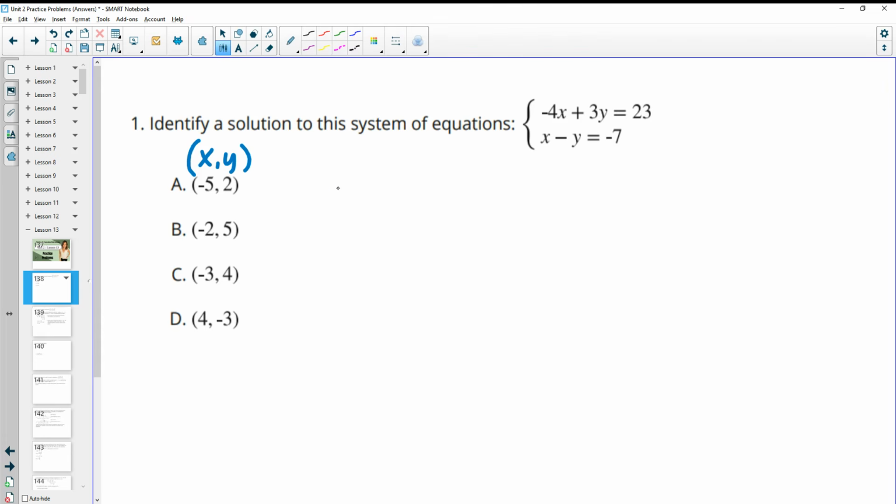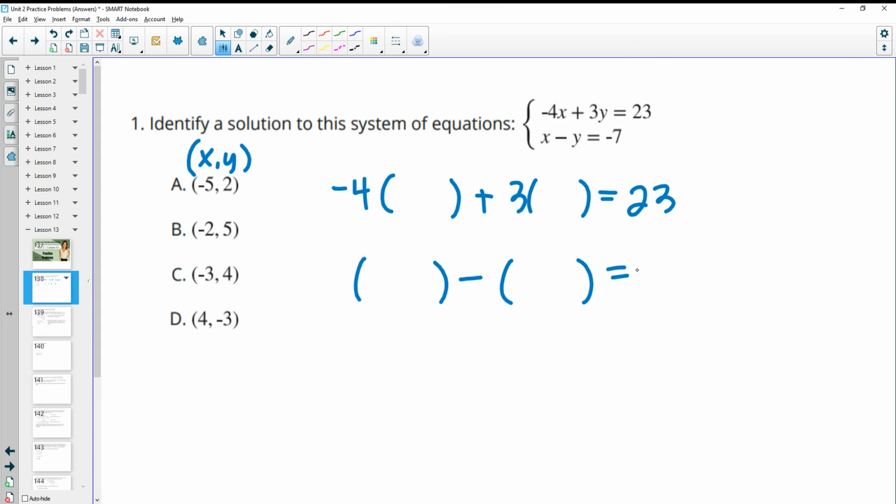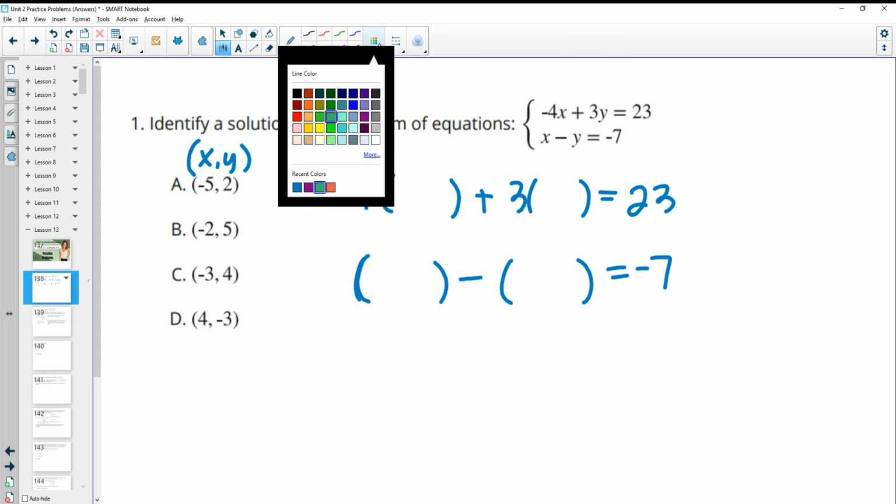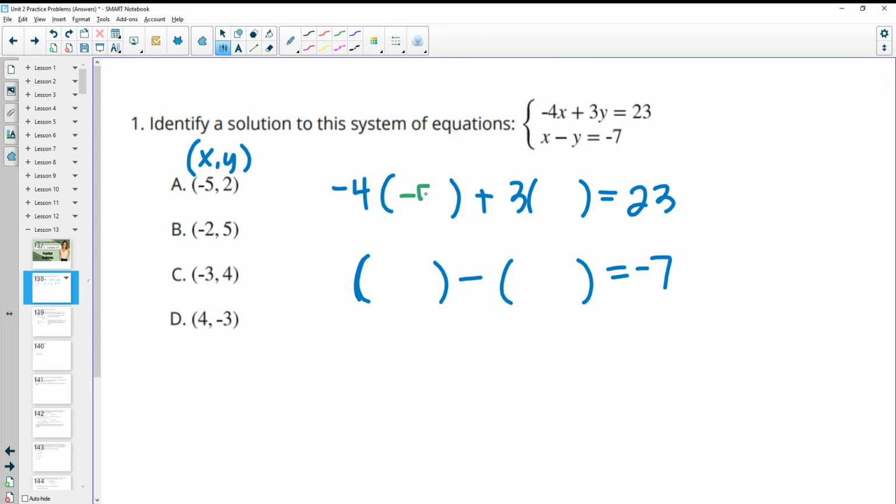So we're going to plug these into both the top and the bottom equation and see which one satisfies both. So we'll do -4 times the x plus 3 times the y and see if that equals 23 for that top one. And we'll also take the x and subtract the y and see if that equals -7 in the bottom equation.